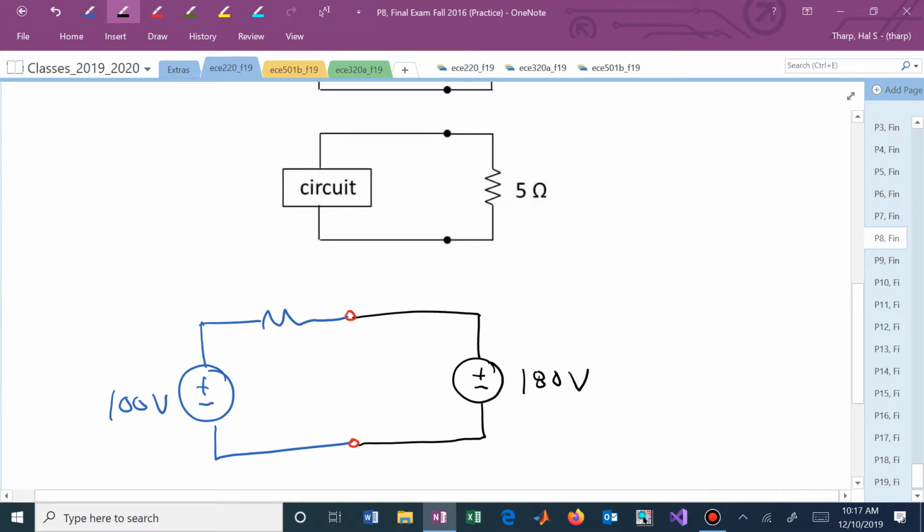And I would encourage you to draw pictures. Don't try to think it through in your head. Put it down on paper so that you can use most of your thinking power on what's necessary and not keeping track of the details. We now also are told that this is 4 amps. Can we now figure out what our circuit's internal resistance is?